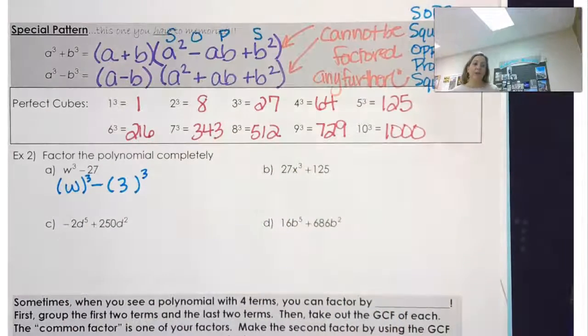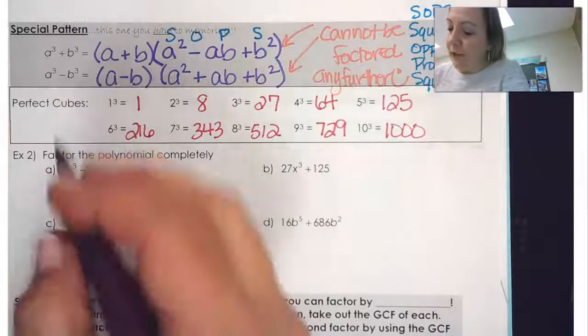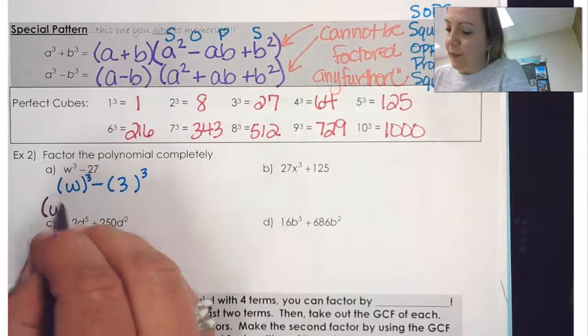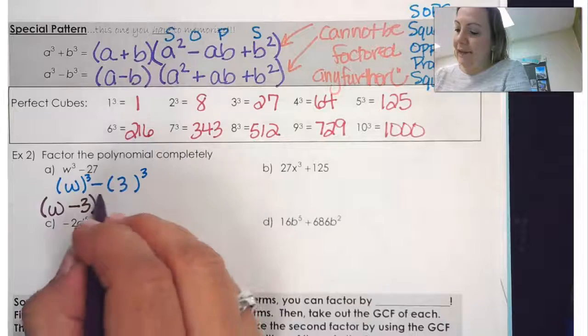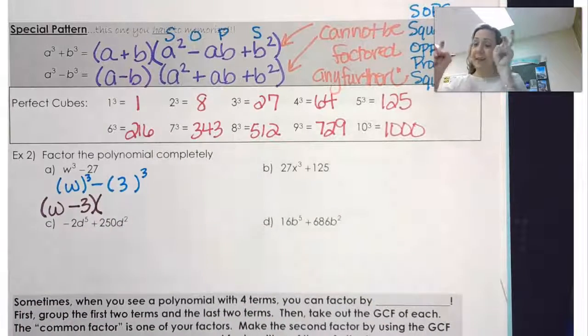So that means that we're going to use w and 3 as our a and b. So this follows the second pattern. So we're going to use w minus 3 as our first factor. And then we have the factor that uses steps.